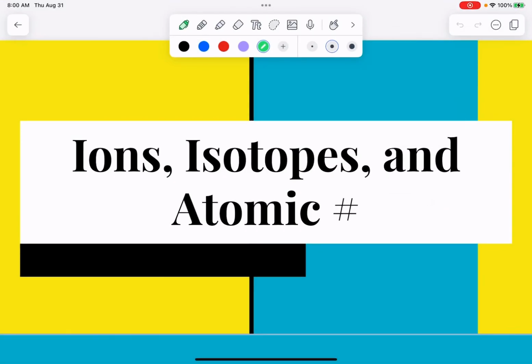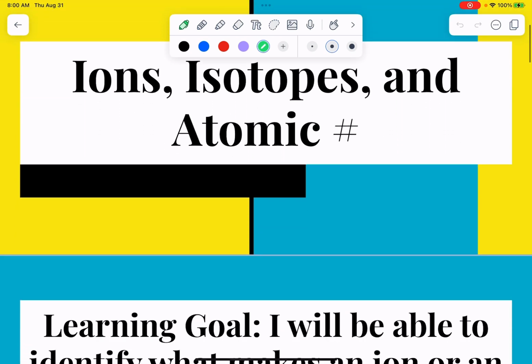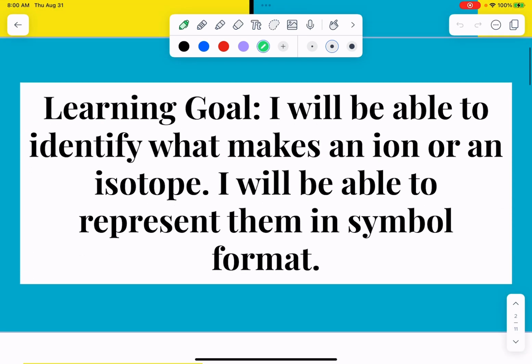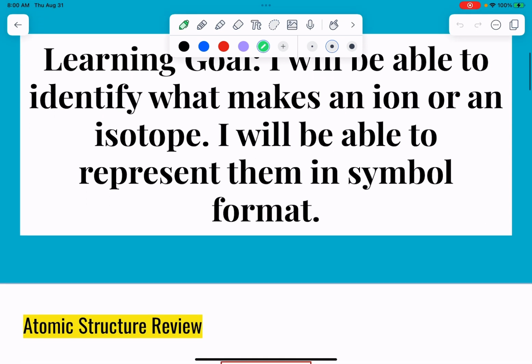Okay, so for this video, we're looking at ions, isotopes, and atomic number. So kind of the goal of this lesson is to be able to identify what makes an ion or an isotope and how to represent different atoms in their symbol format.